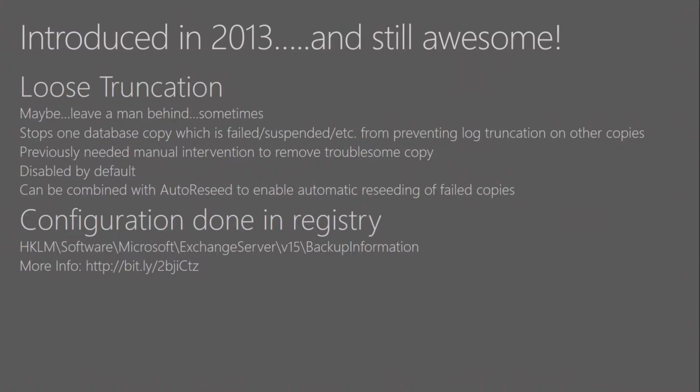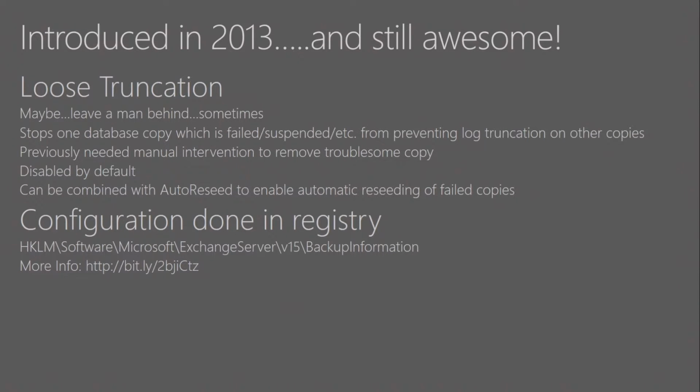Loose truncation. We probably know the phrase, never leave a man behind. Well, maybe in some cases you might want to. You don't want one family member bringing the whole family down, right? There are 2 things that can really cause logs to truncate in a DAG. Either you've performed an Exchange-aware backup, or you're running circular logging in the DAG, also known as continuous replication circular logging, which ensures that every copy of a database has received a log first before it'll truncate it.